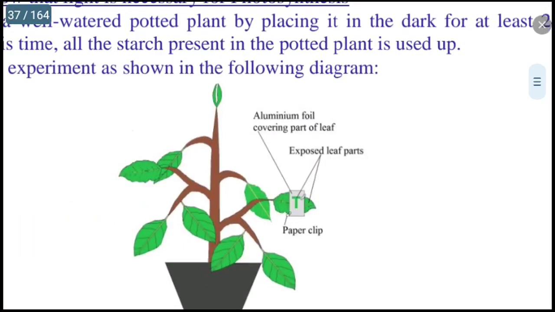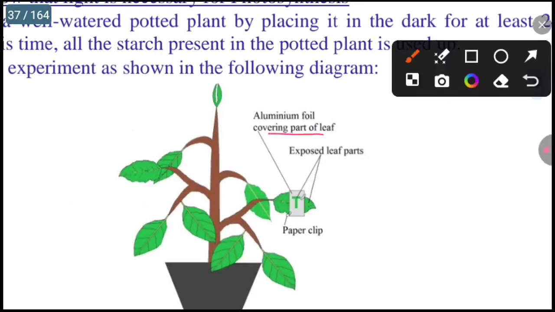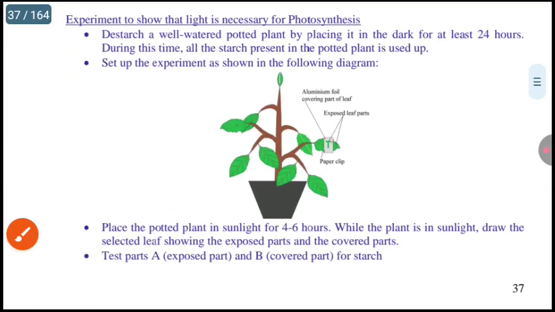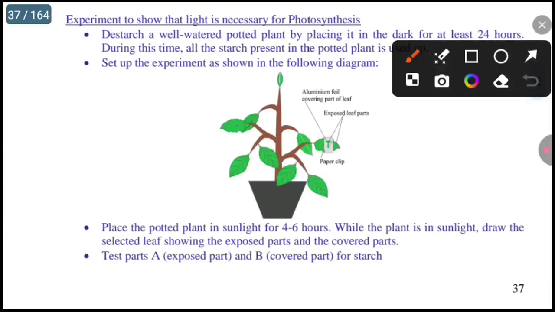So an aluminium foil here was covering the leaf of the plant with paper clips, and we have the exposed parts of the leaf. So that's the setup. Place the potted plant in sunlight for 4 to 6 hours. While the plant is in sunlight, draw the selected leaf showing the exposed parts and covered parts.